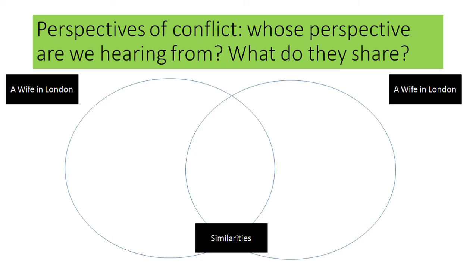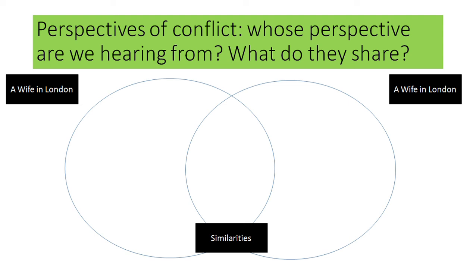The first thing I'd like you to zoom into is perspectives of conflict. What I mean by perspective is whose viewpoint we are hearing from, who's narrating the poem, and what they are choosing to share with us. So who's speaking to us, or who are we learning about the experience of, and what are they choosing to share. In your books, write perspectives of conflict as your title, or if you want, you can say who's narrating, what do they share.